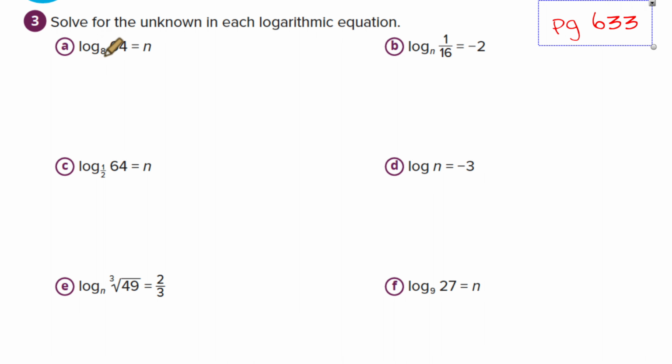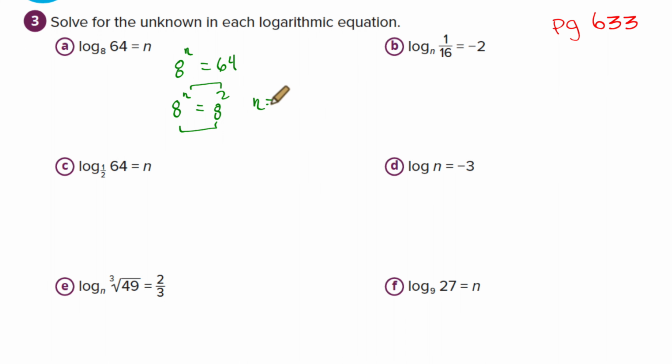All right, first one. We have log base 8 of 64 equals n. If I rewrite this, that means that 8 to the nth power has to equal 64. So if we can make the bases the same, I know that 64 is 8 squared, so this is 8 to the second power. If the bases are the same, then the exponents have to be the same. So n has to equal 2 for 3a.